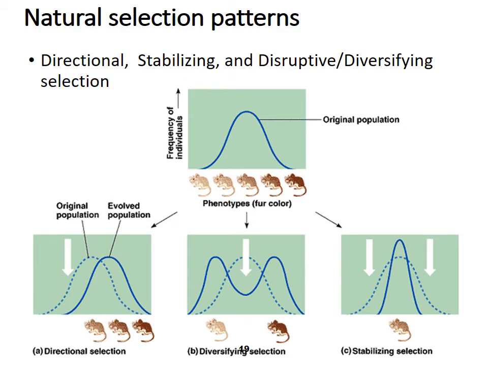So there are patterns of natural selection. The 3 patterns we're going to talk about are directional, stabilizing, and disruptive or diversifying selection. And we're going to go over each of these on the next couple of slides here.